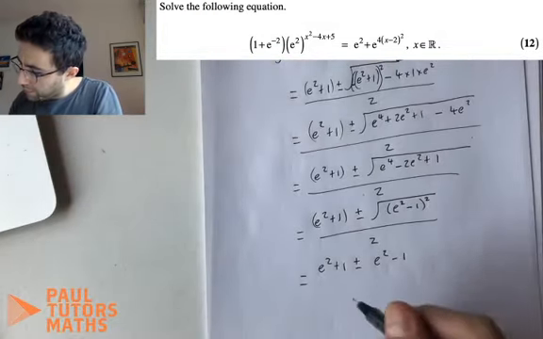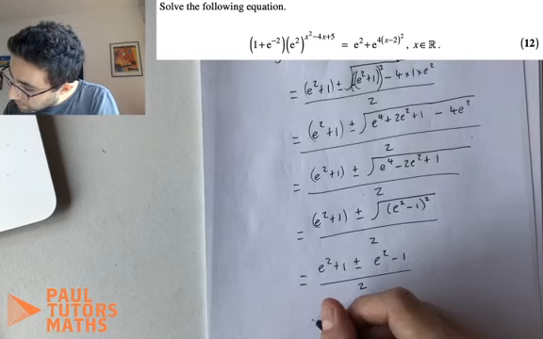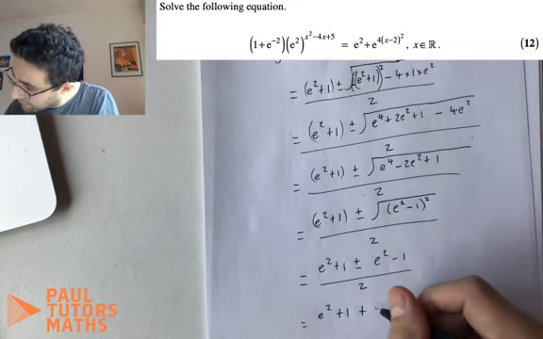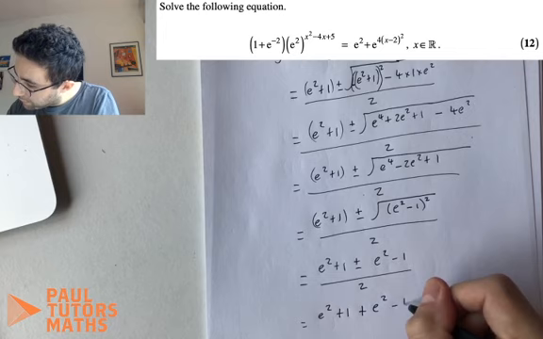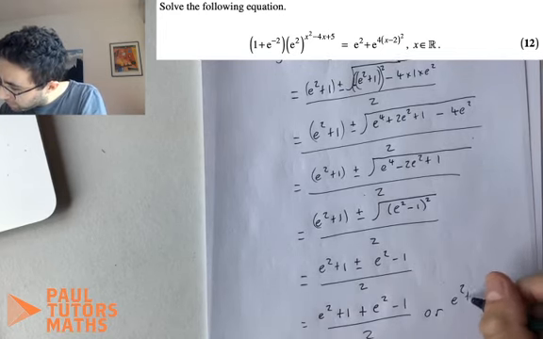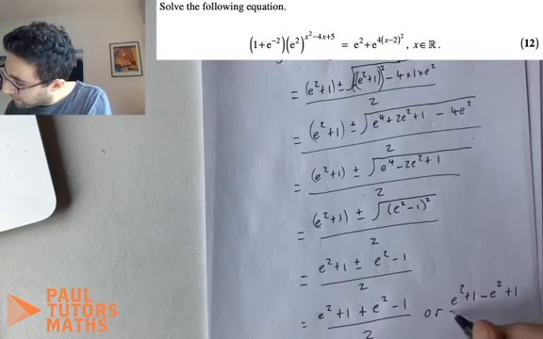What else? So got that thing on the top. Yeah, so it's that divided by 2. So that means you've got e squared plus 1 plus e squared minus 1 over 2. Sorry if that was a bit loud. Or e squared plus 1 minus e squared plus 1 over 2.